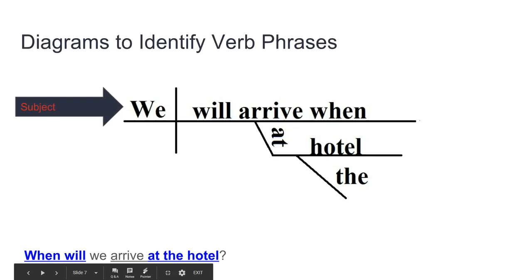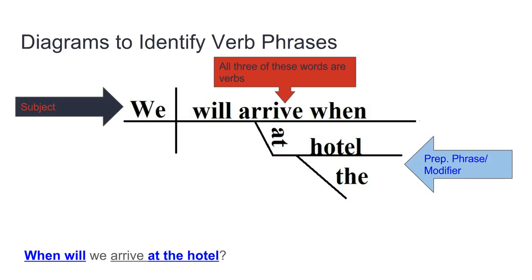We also have our other sentence, when will we arrive at the hotel? This one's a question, so we have to reorder where things go because the sentence is about we. So we will arrive when is how that one works out. And then you can see that at the hotel links off of arrive, all of our verbs and their modifiers that make a verb phrase.